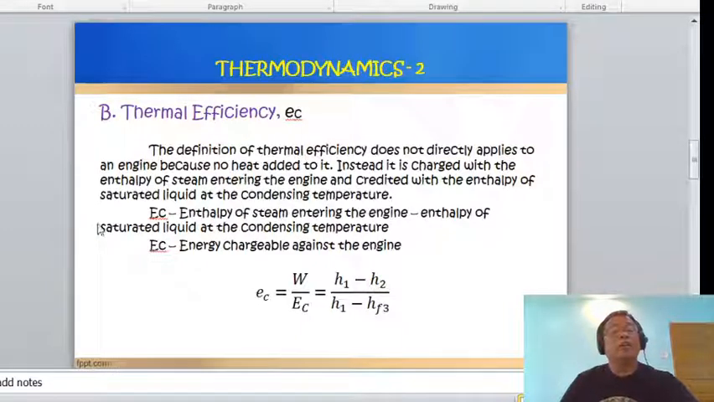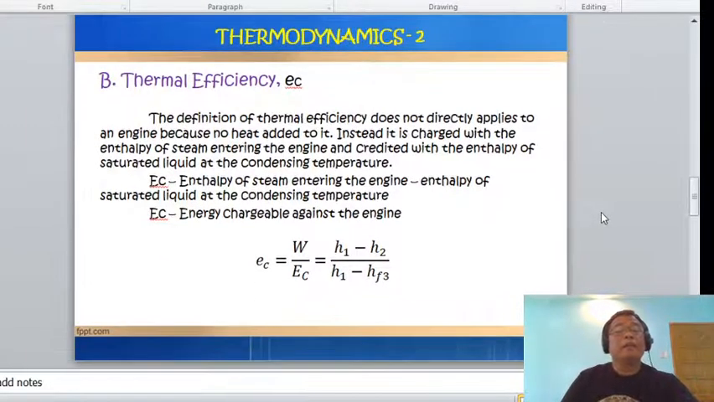So the thermal efficiency is now equal to W over the energy chargeable. W is the work, or the change in enthalpy at the engine, at the turbine, divided by h1 minus the enthalpy of the liquid at condenser pressure. So that is for thermal efficiency.